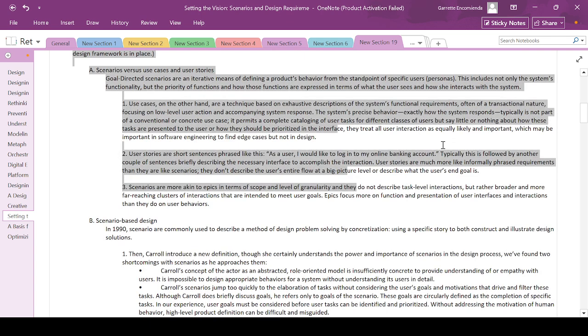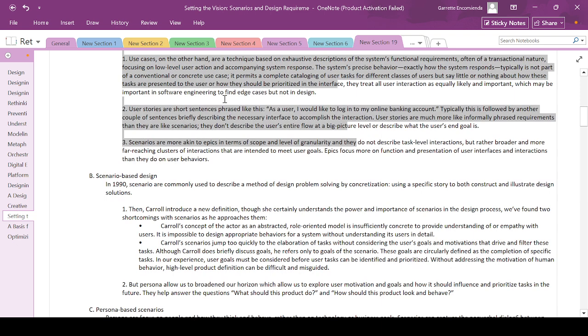They treat all user interaction as equally likely and important, which may be important in software engineering to find edge cases, but not in design. User stories are short sentence phrases like this: as a user, I would like to log into my online banking account. It is kind of like a statement of a user who wants to achieve something, which you usually solve in an agile process, as we discussed in the previous video as well.